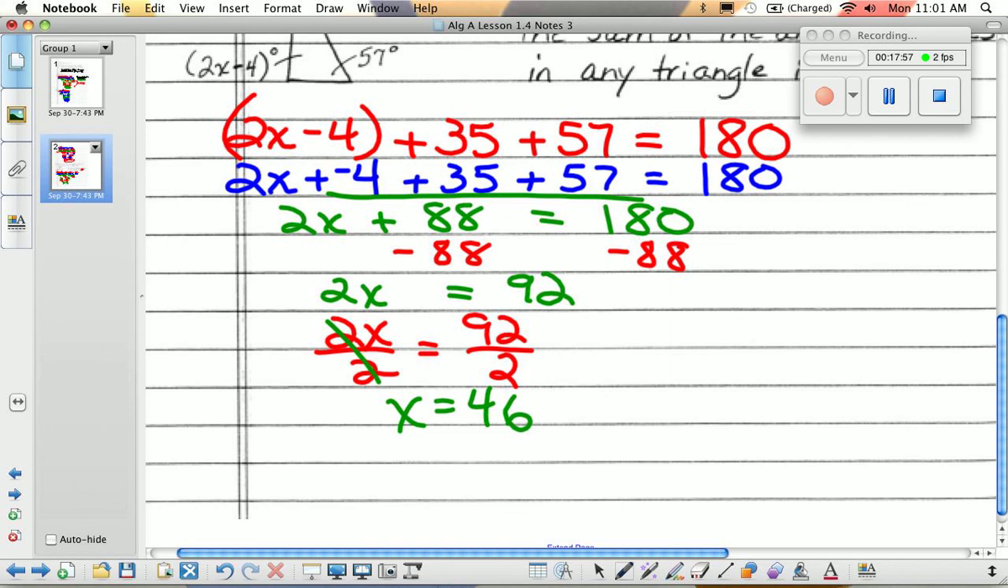And the angle measure would be 2 times 46, which is what? We just divided something by 2 to get 46. What's 2 times 46? 92. 92. And 92 take away 4 is? 88. 88. So it really is an 88-degree angle, but that isn't what they were asking us to find. They were just asking us to find the value of x.